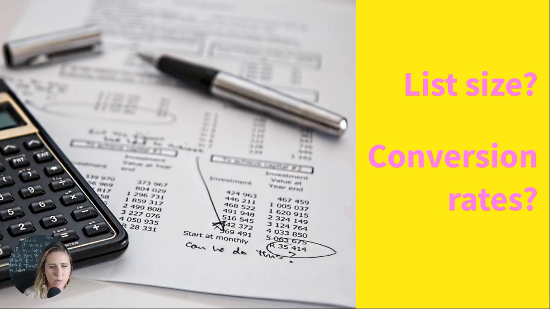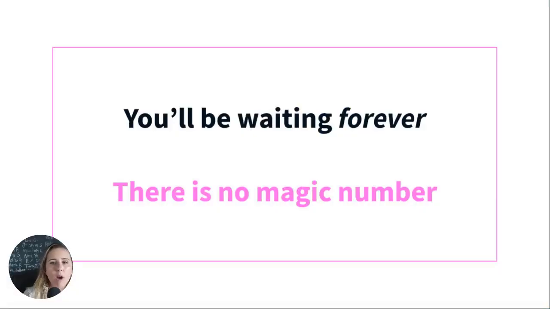The other reason why people wait for their audience size is that they think that asking for money for a beta feels weird also. So they don't think they're expert enough. And if you keep waiting, the problem is you're going to be waiting forever because guess what? There is no magic number that you have to reach to be able to sell a course.